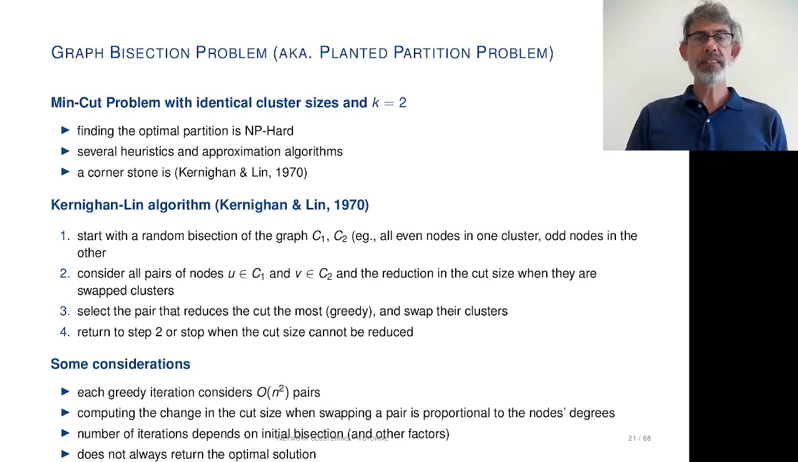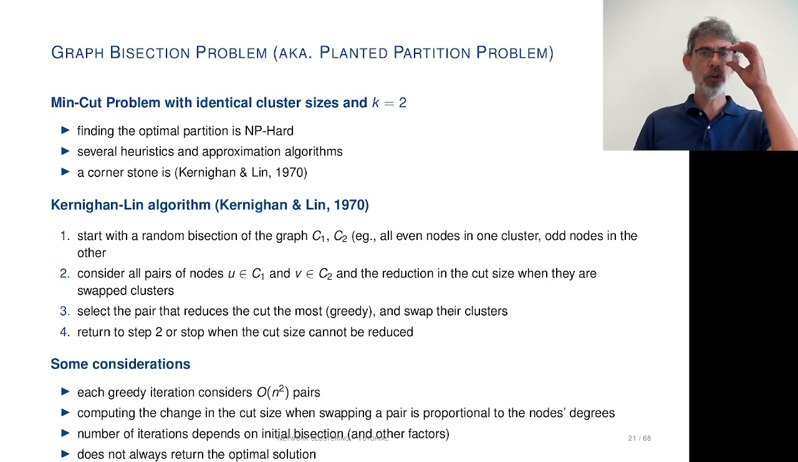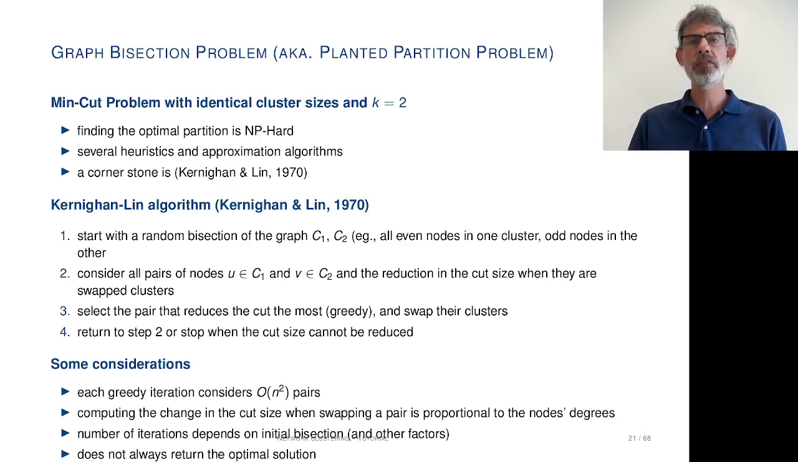Good. And this leads us to the graph bisection problem, also known as the planted partition problem. Here we have partitions of equal sizes. Let's consider the case of two clusters, and I'm still trying to find the minimum cut, but now the clusters have identical sizes. In this scenario, finding the optimal partition is NP-hard, as opposed to the minimum cut that we just saw. Several heuristics and approximation algorithms were given to this problem, and a cornerstone is an algorithm proposed by Kernighan and Lin in the 1970s.